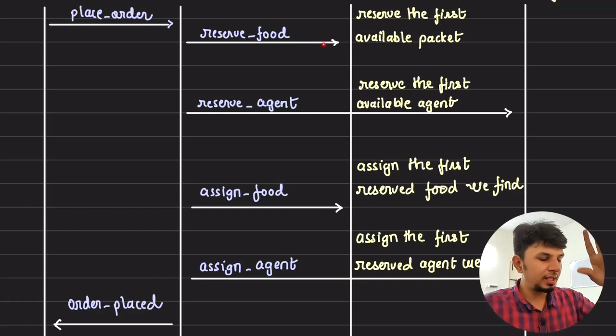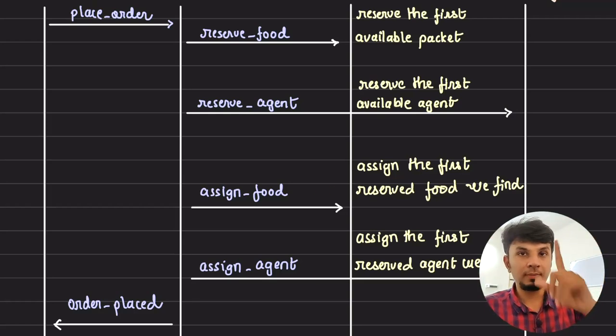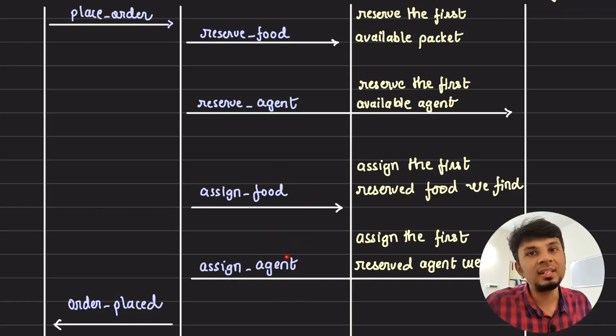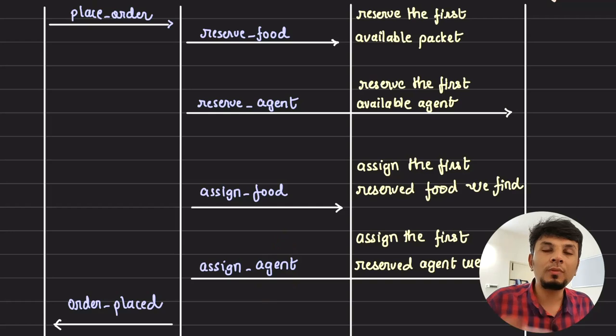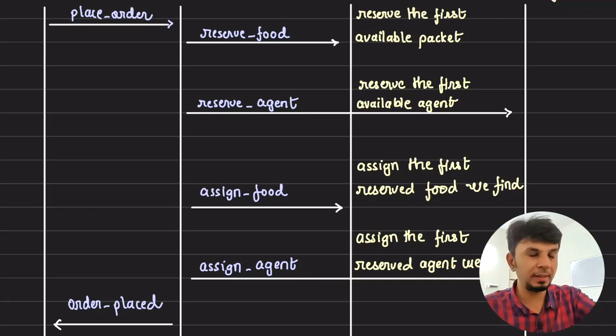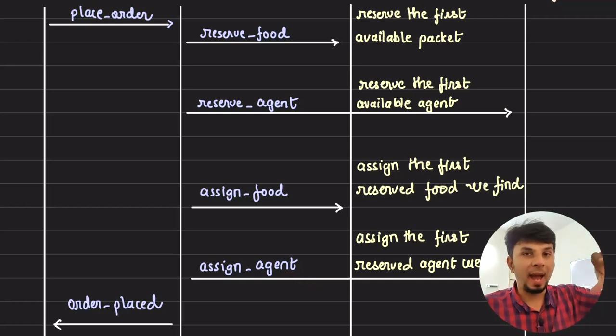So with our implementation, some items might be perpetually reserved. It's just the job of a cleanup job to basically revive them. And with assign food, one more possibility is there: my assign food happened, but my agent service was down, right? So food was assigned to an order, but my agent service was down. What would happen in that case? When I say assign food, it means the store was given a command to start heating up the food and preparing it for delivery, but my delivery service is down. So the packet is reserved, the packet is heating at the moment, but there is no delivery agent to deliver it.